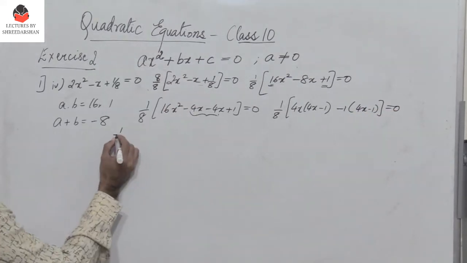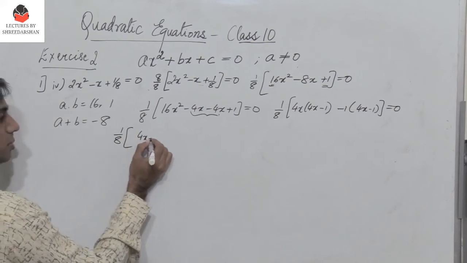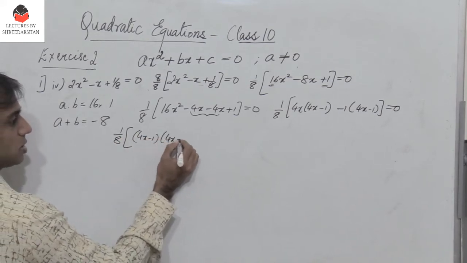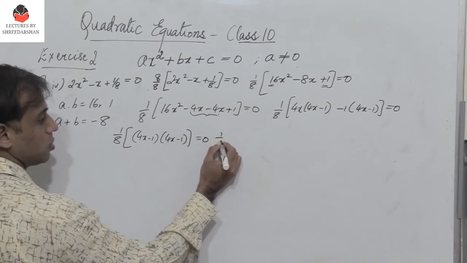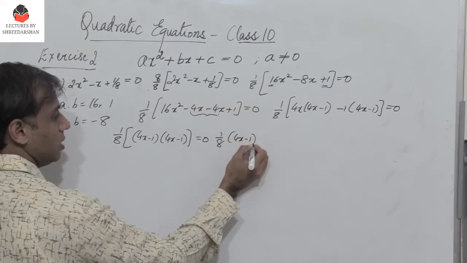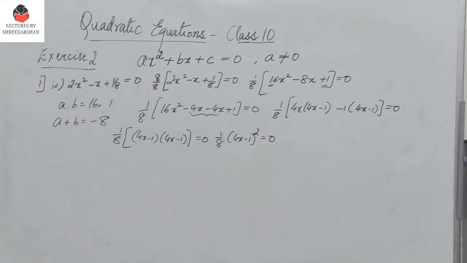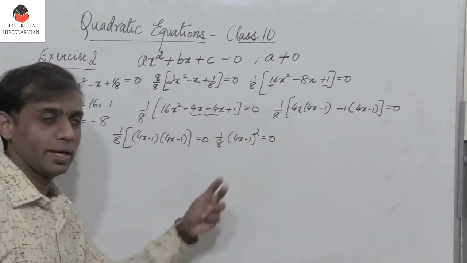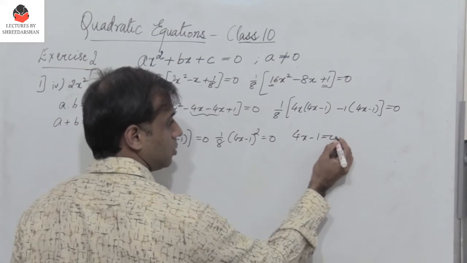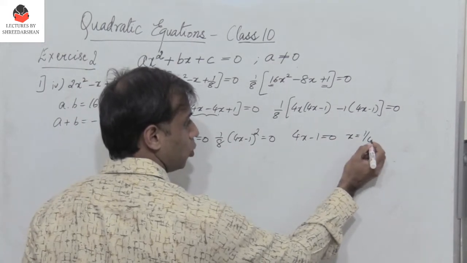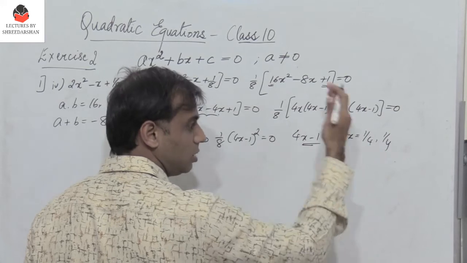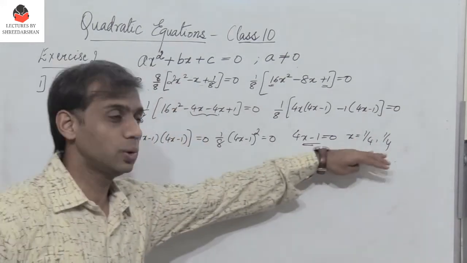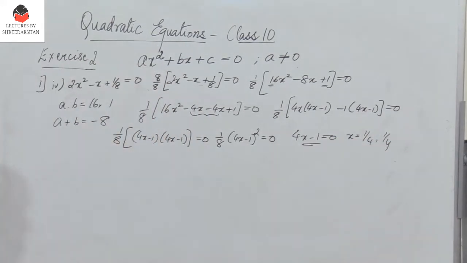So we are basically left with 1 by 8 into 4x minus 1 into 4x minus 1 equal to 0, or it is 1 by 8 into 4x minus 1 the whole square equal to 0. That means I have 4x minus 1 twice. 4x minus 1 is equal to 0, or x is 1 by 4, comma 1 by 4, because the same thing repeats. So both the roots are equal and it is equal to 1 by 4. So this is an important problem which you need to remember. You have to remember the way in which we have solved the problem.